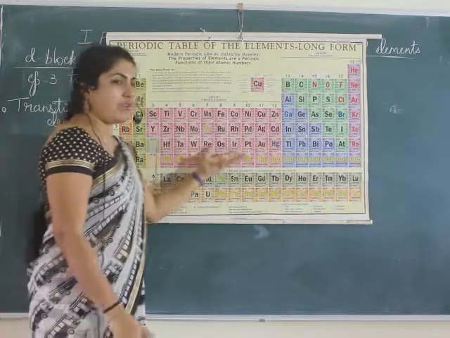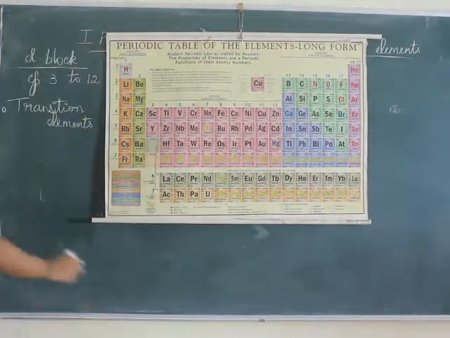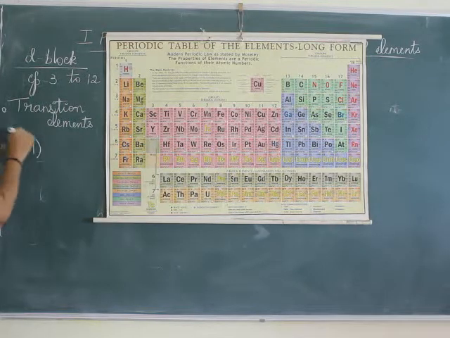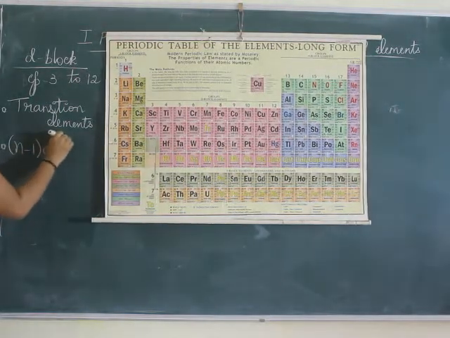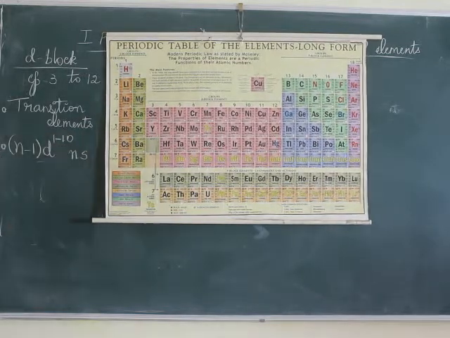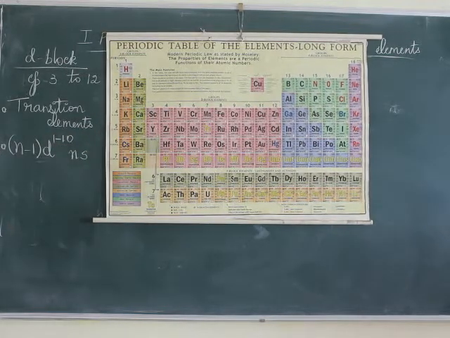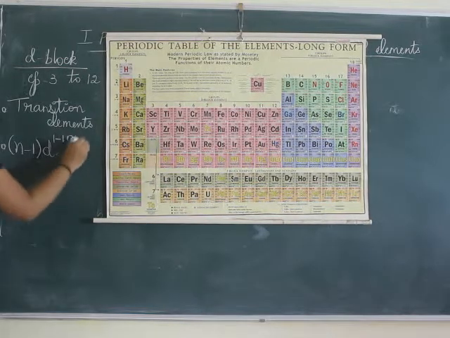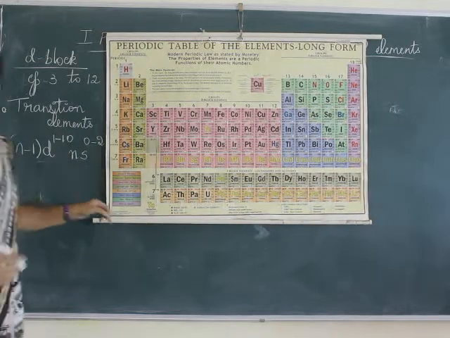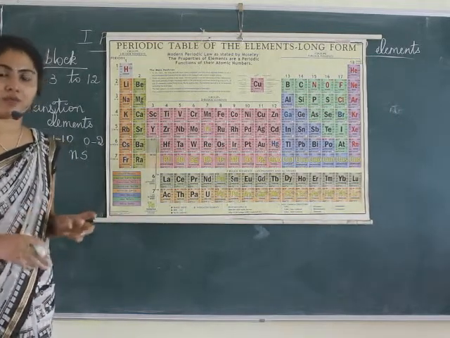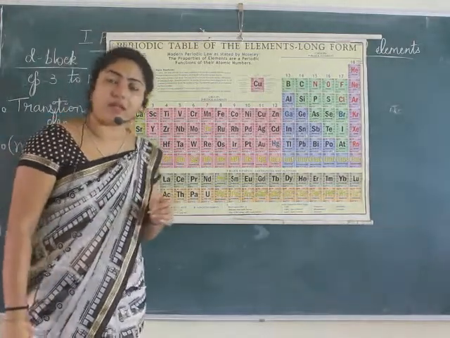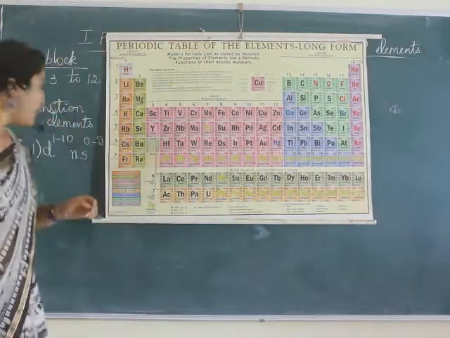Now, what is the electronic configuration for D block elements? The outer shell configuration is (n-1)d 1 to 10, ns 0 to 2. This is the outer shell electronic configuration. The electronic configurations are again important. They can ask you questions based on that again.